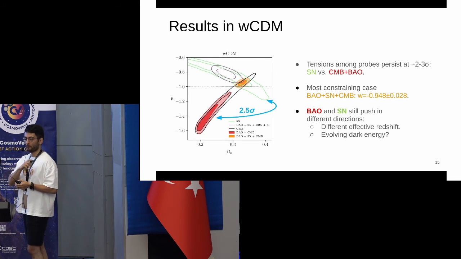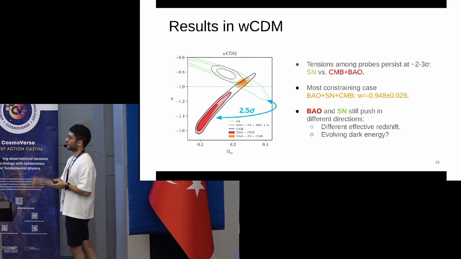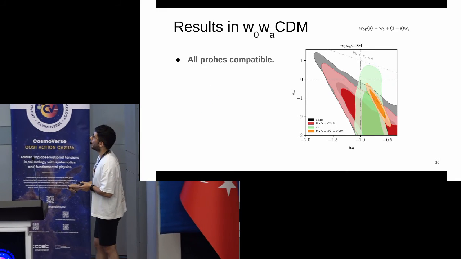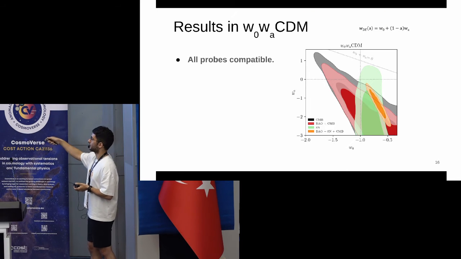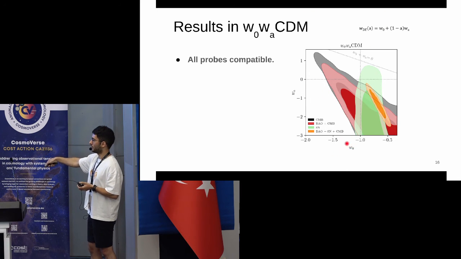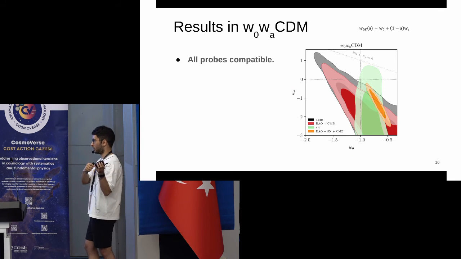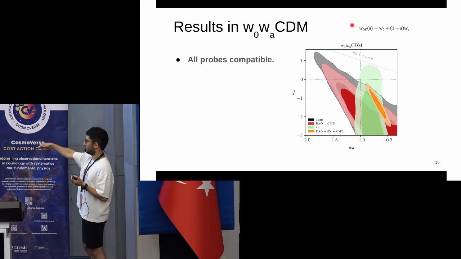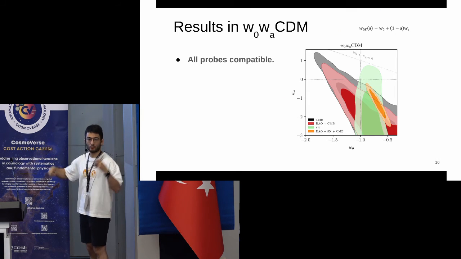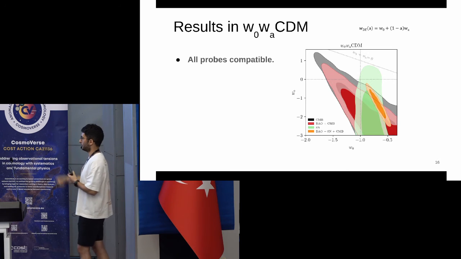So now we're going to move to w0 wa. We will have one more extra parameter compared to these one-parameter extensions. In w0 wa, we're going to be assuming the CPL parameterization. So all the plots I will show now, I believe all of them, are simply in the w0 wa plane. What we find in w0 wa is that all our probes are compatible. And when I say they are compatible, I not only mean that they are compatible in w0 wa, but they are compatible in the entire parameter space, not only dark energy-wise.